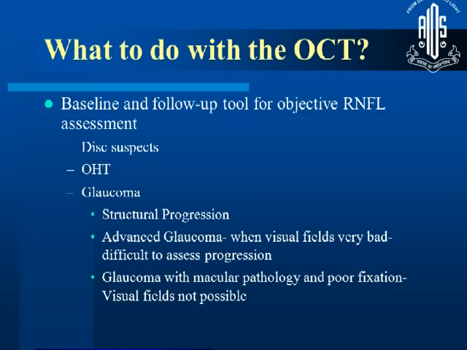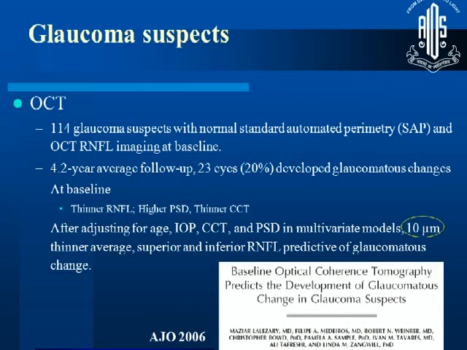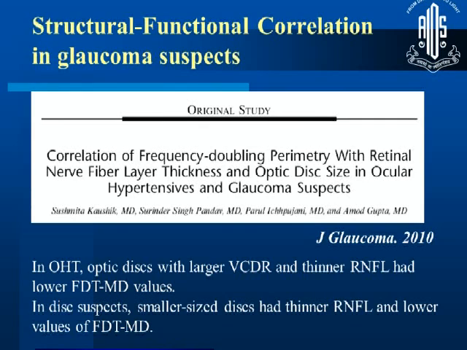So then what to do with the OCT? This is what the usual clinical indications are: glaucoma suspects and ocular hypertension, and glaucoma for structural progression. So this is in suspects. This is what came out way back, that it does predict change in glaucoma suspects, and what Weinreb's group found out was that a 10 micron thinner average at baseline was predictive of a faster change in these glaucoma patients.